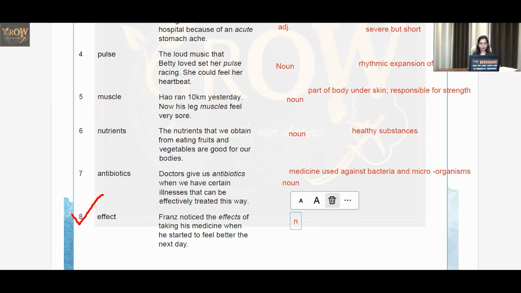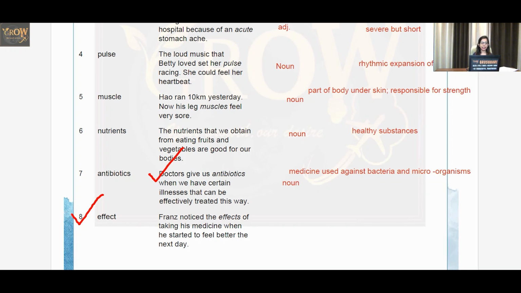Let's read the example of antibiotics. They are saying that doctors give us antibiotics when we have certain illnesses that can be effectively treated this way, right? So doctors हमें antibiotics देते हैं ताकि certain illnesses जो हैं वो effectively ठीक हो सके. अब जैसे fever के time पे along with crocin, what they give you antibiotics as well, right?